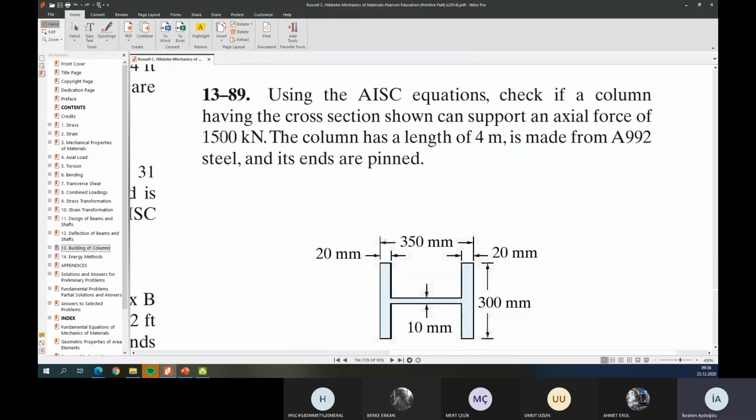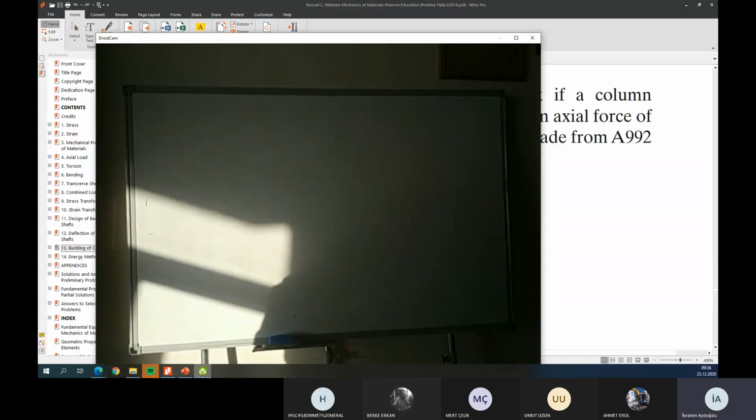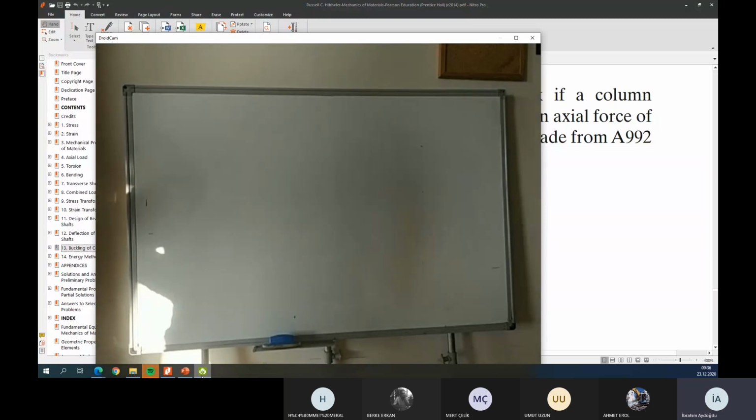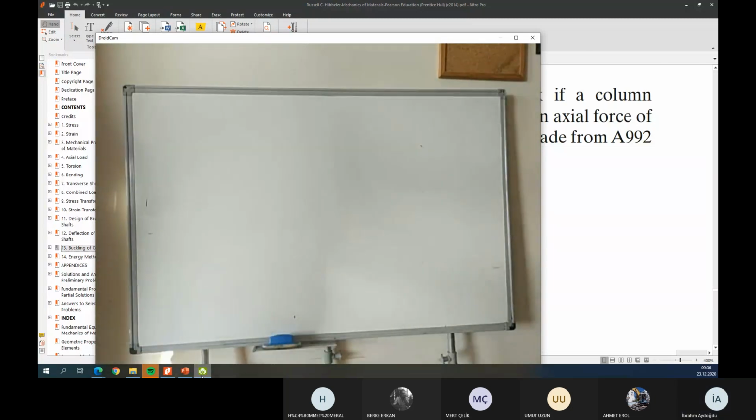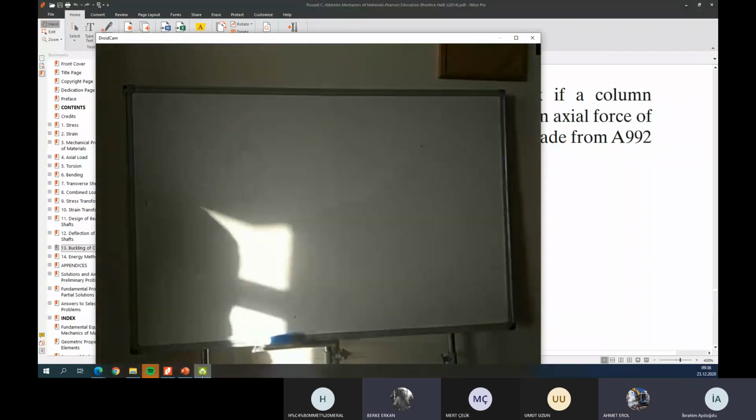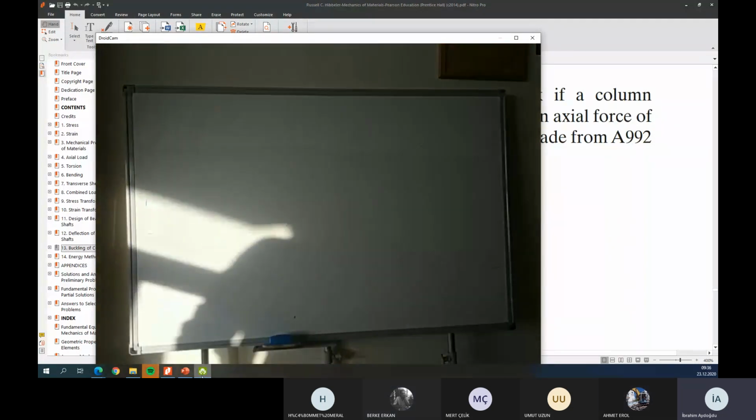We will design this section. First of all, I need to find the nominal Pn value. It seems to be a little bit dark. Isn't it dark, friends? Can you see? How is it? We can see, sir. I guess it's good. Okay.